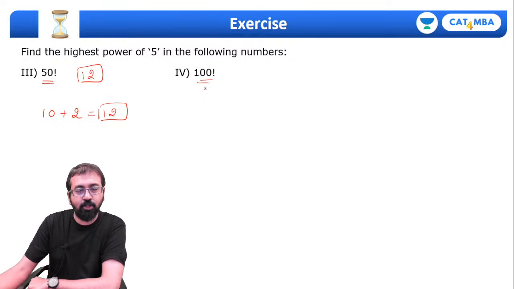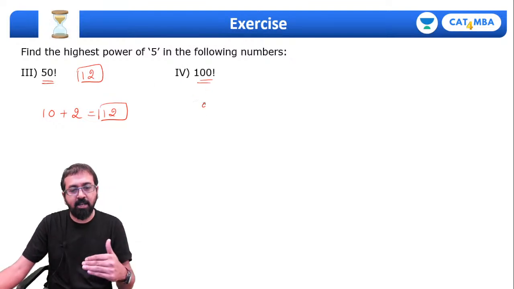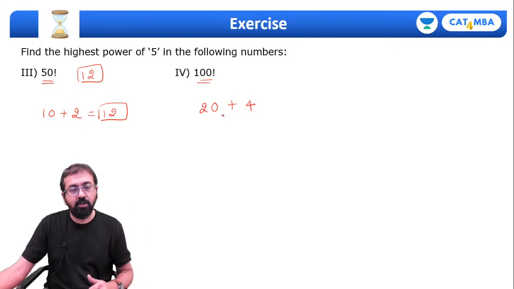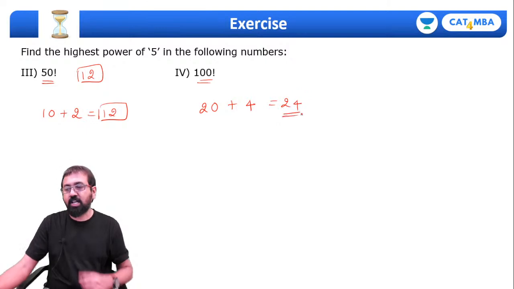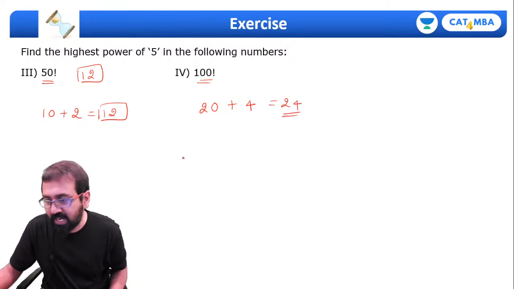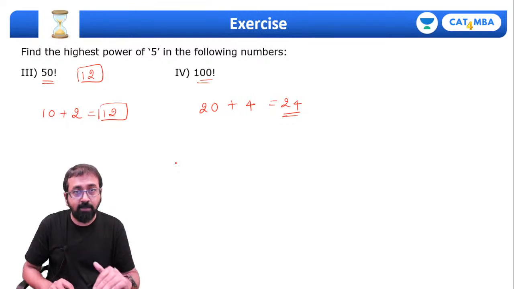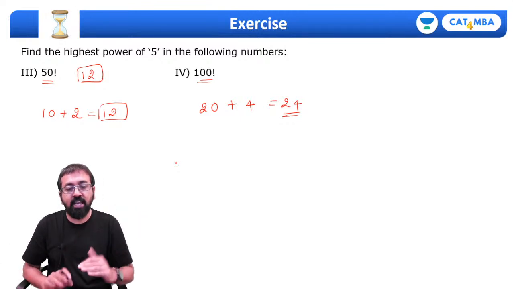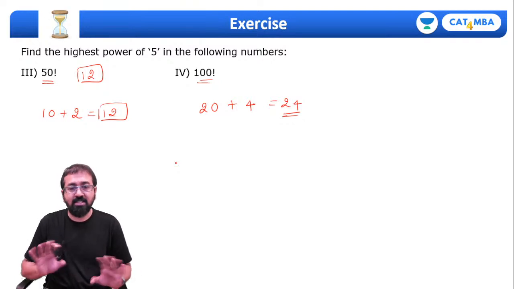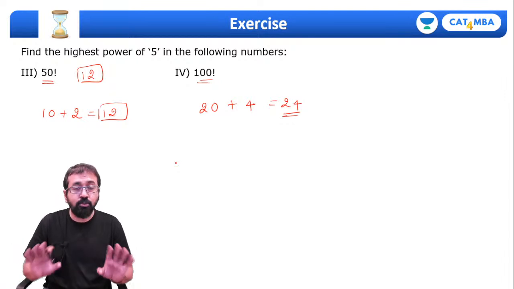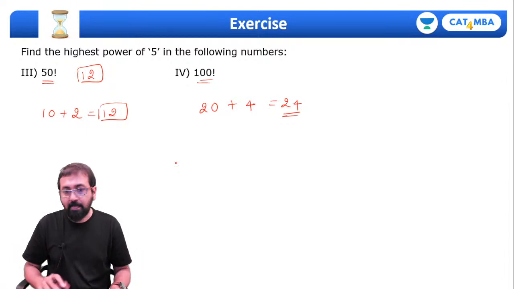Same way, 100 factorial. See, it's very simple division. 100 divided by 5, 20. 100 divided by 5 square, 4. 100 divided by 5 cube, not divisible, so it will be 24. So the correct answer is 12 and 24. It's just a coincidence that in 50 factorial we have 12 power and in 100 factorial we have 24 power. But it's not necessarily always the same. It will become double? No, don't make those assumptions. We have already seen that earlier.